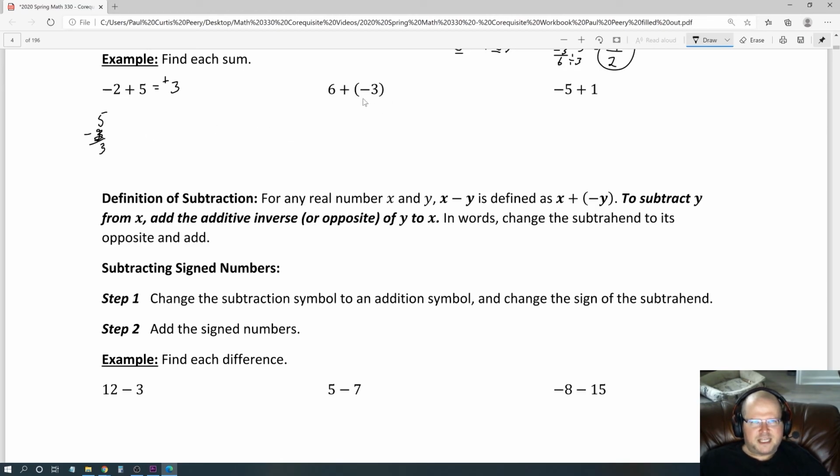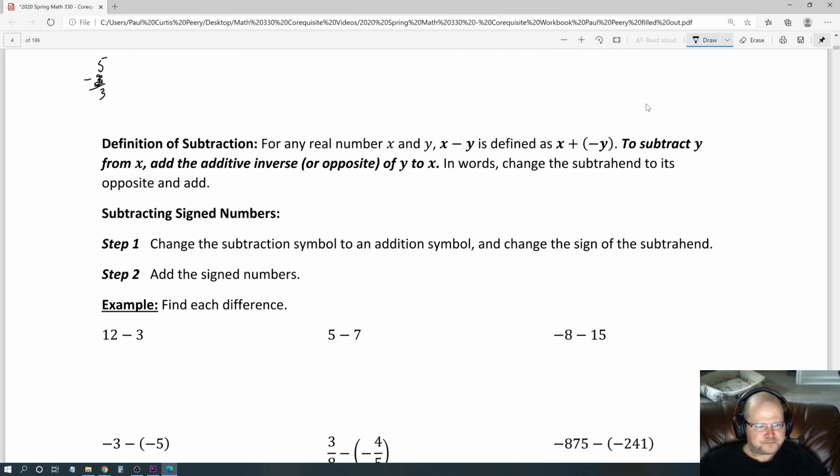Okay, so next we're saying positive 6 plus negative 3 is, well, 6 is stronger than 3, and 6 is positive, so your answer is positive. And 6 plus negative 3 is the same as saying 6 minus 3, which will give you a 3. And then finally, we have negative 5 plus 1. Well, 5 is stronger than 1, and the 5 is negative, so your answer is negative. The difference between 5 and 1 is 4, so your answer is negative 4.